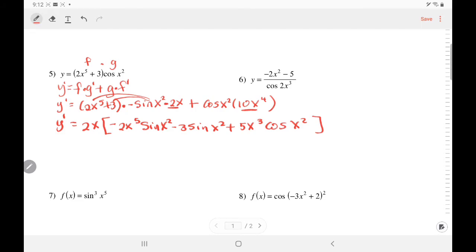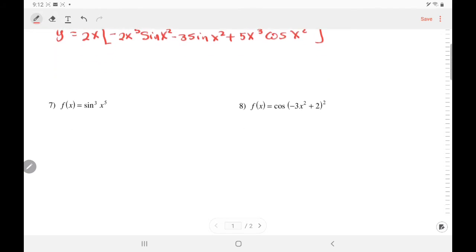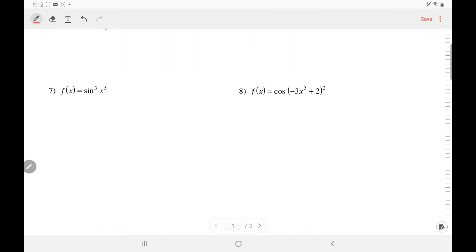I don't have room to do number 6, so let's go do number 7. Number 7 is not product rule. It looks like it, but it's not. It's actually power rule. So this is chain rule 3 deep. We always do the power rule first if there is a power.